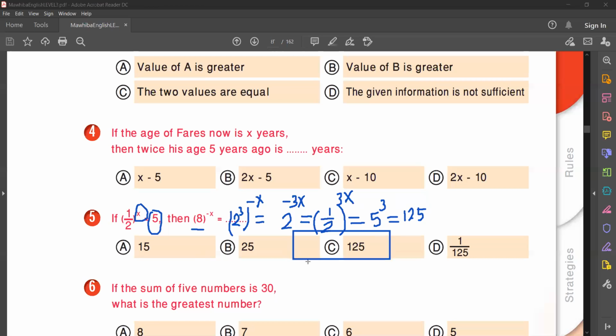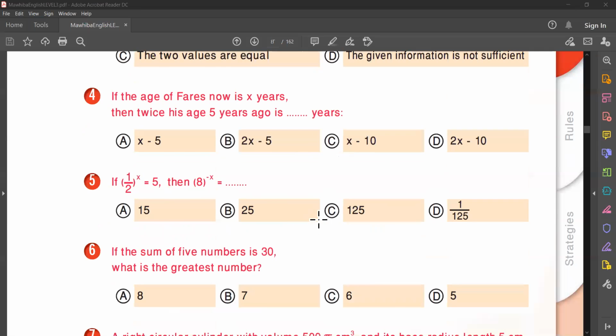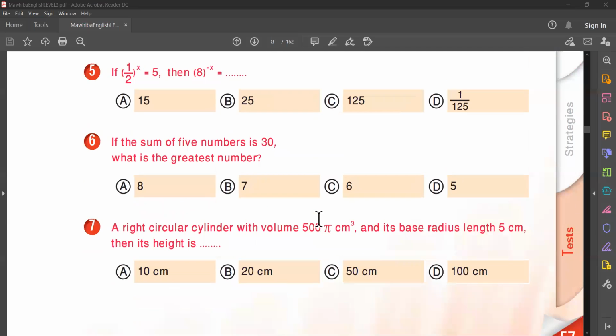It is C. Right? Do you understand, Muhammad Abdul Latif? Do you understand now? Right, good. We will go to number 6 now.